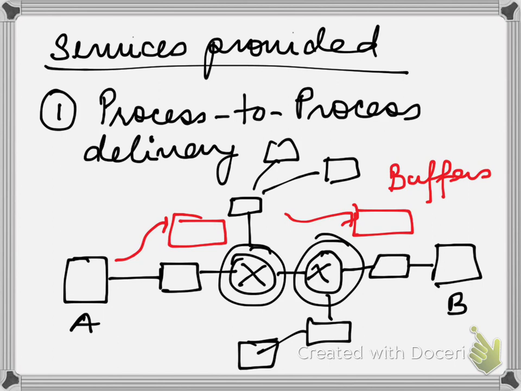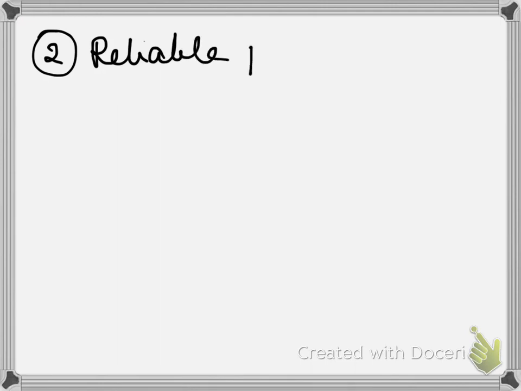So some of the packets sent by A to B may get lost, may be dropped. There can be other things like the packet may get corrupted, or the packet may get delayed because of a lot of congestion. So for various reasons the network layer cannot provide reliable service. So the next service which is provided by the transport layer is reliable process-to-process delivery.